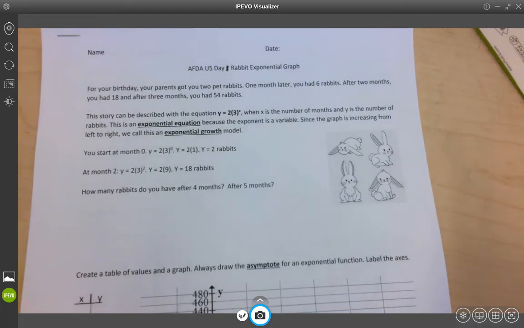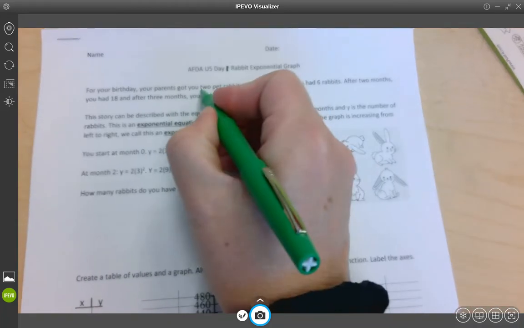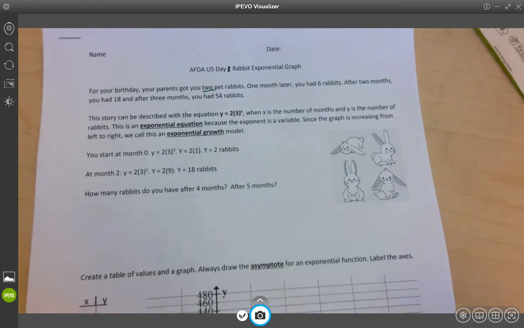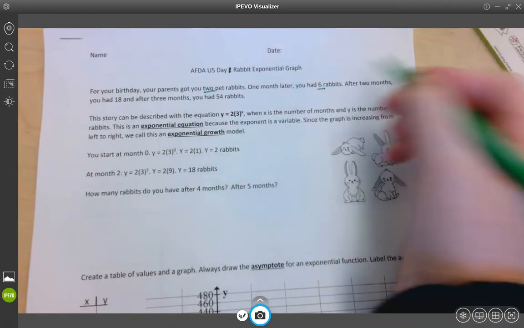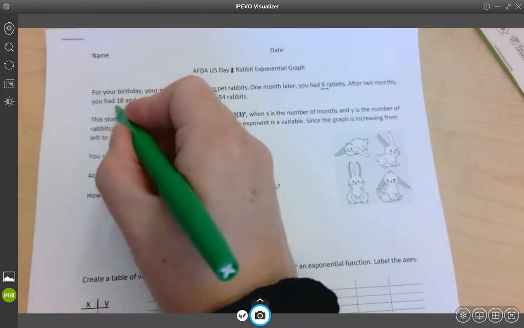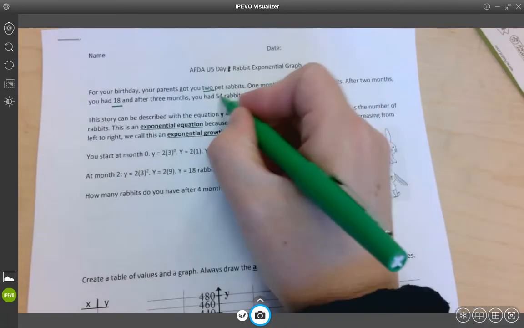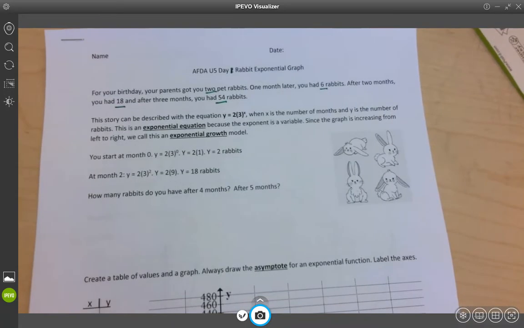For your birthday, your parents got you 2 pet rabbits, just 2. 1 month later, you had 6 rabbits. And then after 2 months, you had 18 rabbits. And after 3 months, you had 54 rabbits. So you had a lot of rabbits, probably like taking up your whole house.